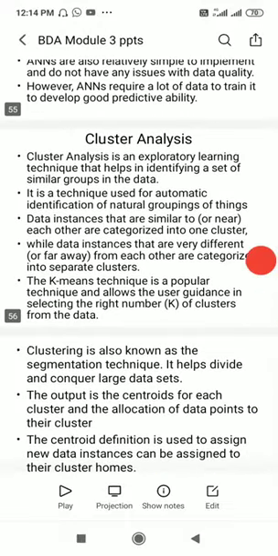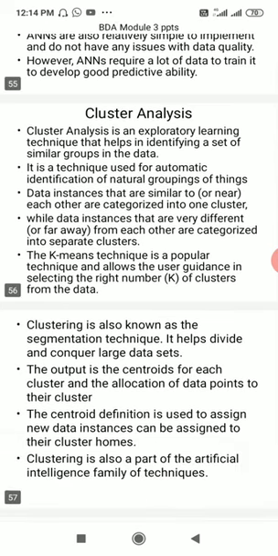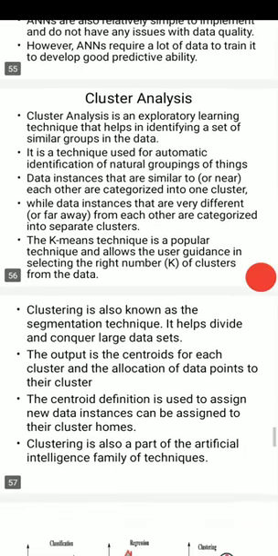And like we have, last but one, cluster analysis. Clustering is nothing but a grouping. It is an exploratory technique that helps in identifying a set of similar groups in data. It is a technique used for automatic identification of natural grouping of things. So data instances that are similar to or near each other are categorized into one cluster.